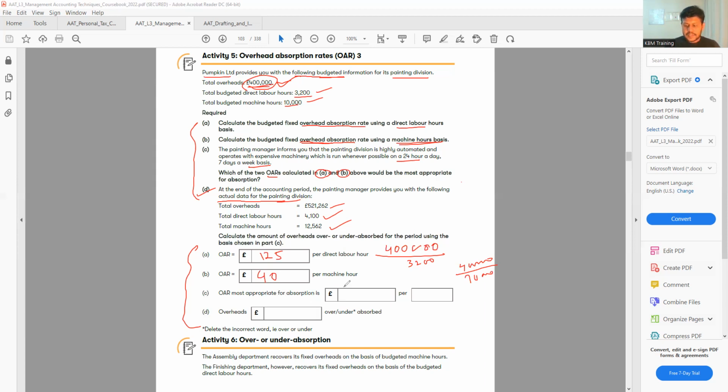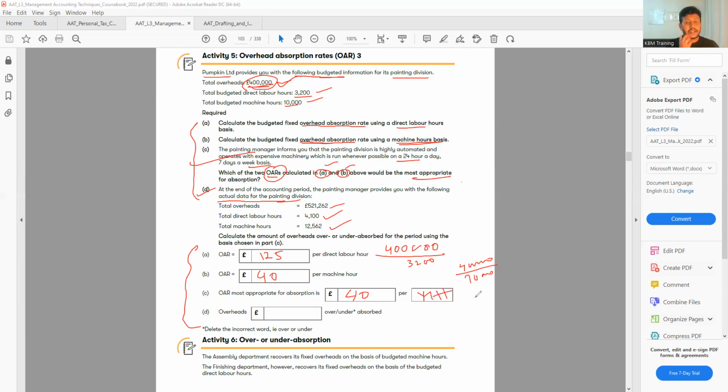And then number C. If you remember, we said this is highly automated, and they're asking which of the two OARs calculated in A and B would be most appropriate. So what do you think? Which one will be most appropriate here? Who can tell me that? Which one will be more appropriate? So it will be machine hour, isn't it? So 40 per machine hour. Very well done.